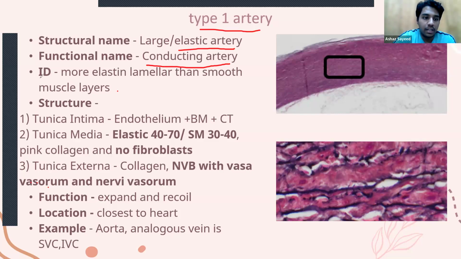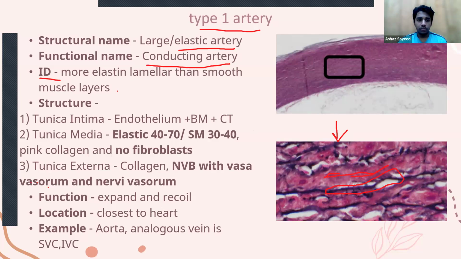Now for identification, you have more elastin lamellae. You have more of these elastic layers than you have smooth muscle layers. You can see the image over here. See the pink hue over here? That's your smooth muscle layer. Now this black structure right here, that's going to be your elastic layer, your elastic laminae. So you have your pink smooth muscle laminae, and then you have your black elastic laminae.